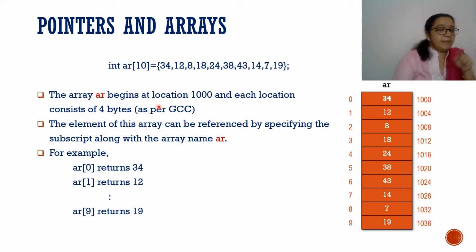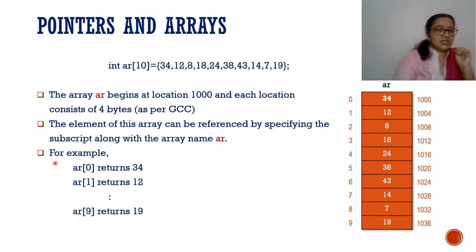See the points. The array AR begins at location 1000, as in our example, and each location consists of 4 bytes. Here each location carries 4 bytes as per GCC. According to the compiler, we can define the size of the memory. Then an element of this array can be referenced by specifying the subscript along with the array name AR.